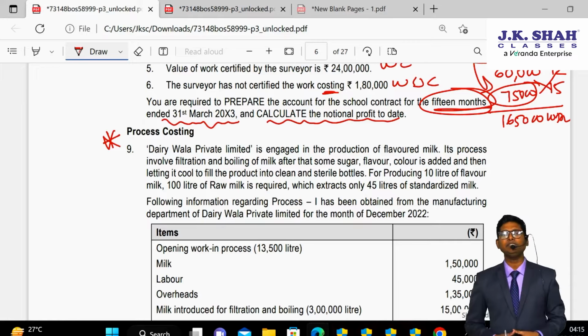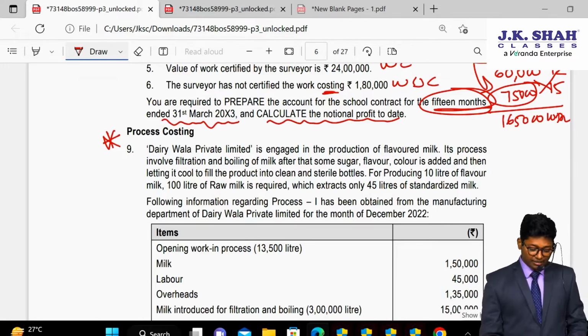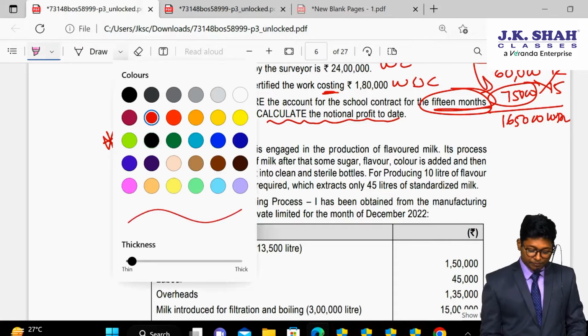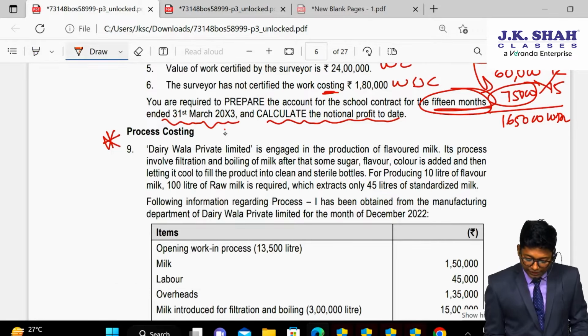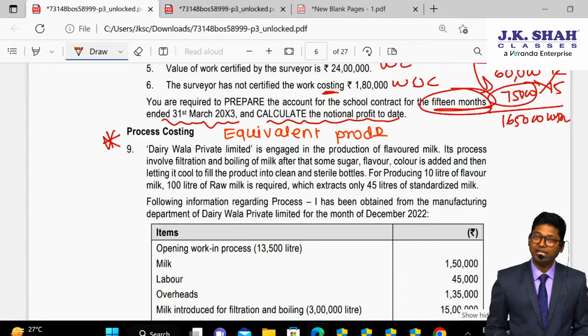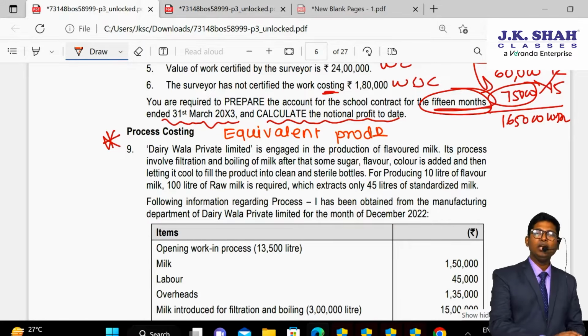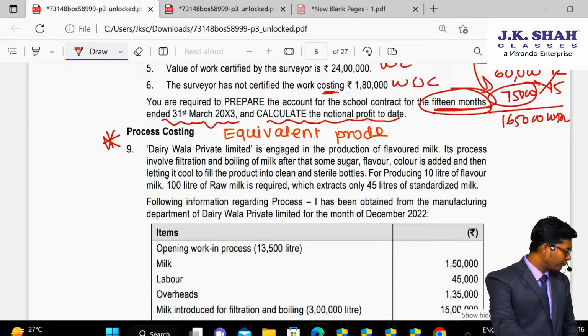The second category is where inter-process profit comes. But here in this RTP, the chapter's point which is covered is equivalent production, and the equivalent production category is considered very vital as far as May 23 exams are concerned. So let's have a detailed discussion of this question. This is a full-fledged question of process cost.